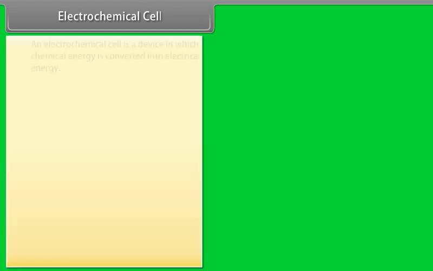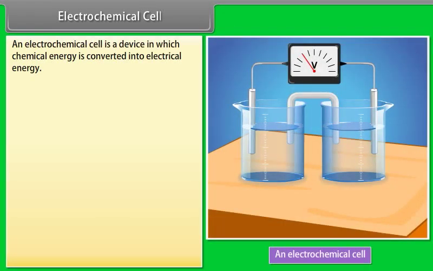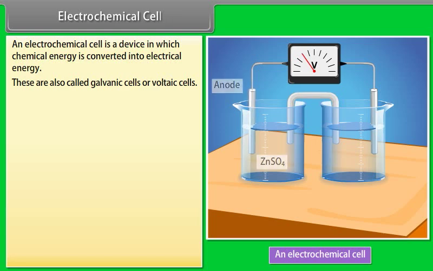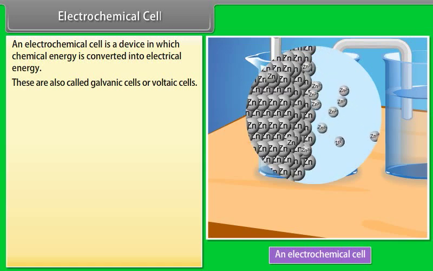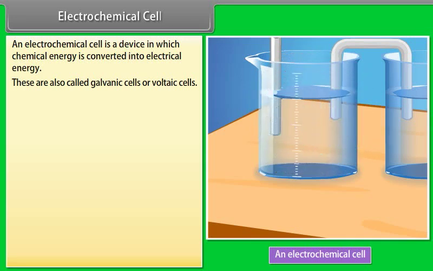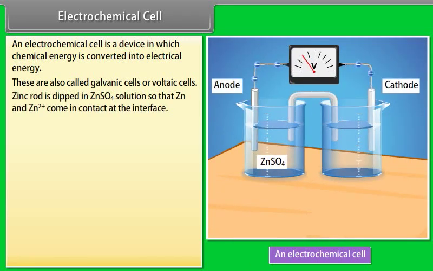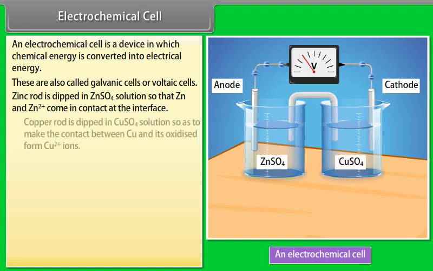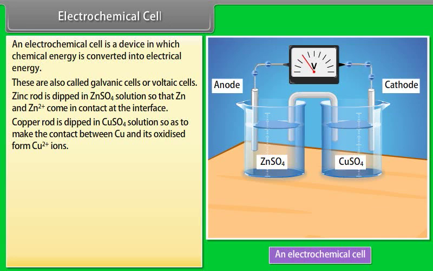Electrochemical cell. An electrochemical cell is a device in which chemical energy is converted into electrical energy. These are also called galvanic cells or voltaic cells. Let us consider the redox reaction between zinc and CuSO4 solution. Zn and CuSO4 solution are taken in separate vessels. Zinc rod is dipped in ZnSO4 solution so that Zn and Zn2+ come in contact at the interface. Copper rod is dipped in CuSO4 solution so as to make contact between Cu and its oxidized form Cu2+ ions.